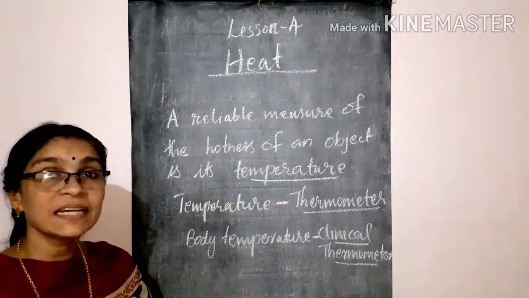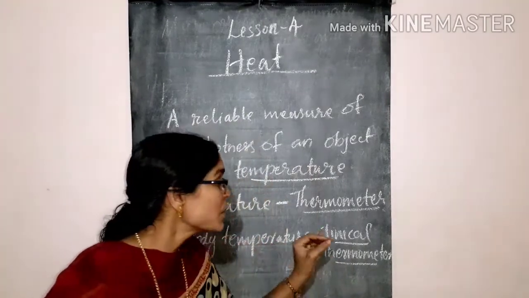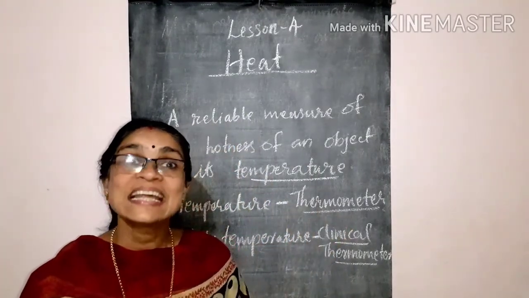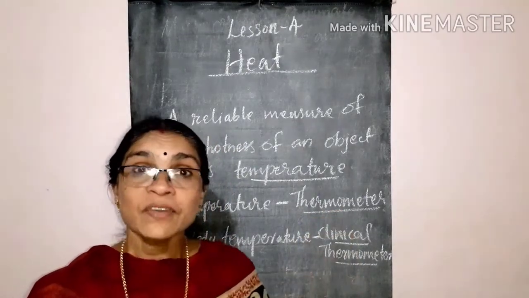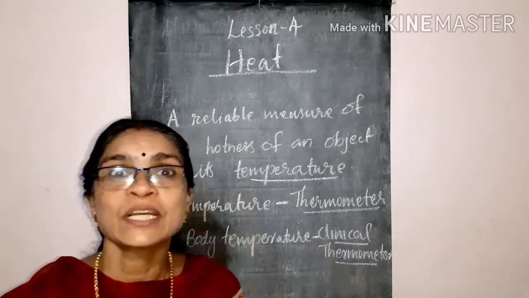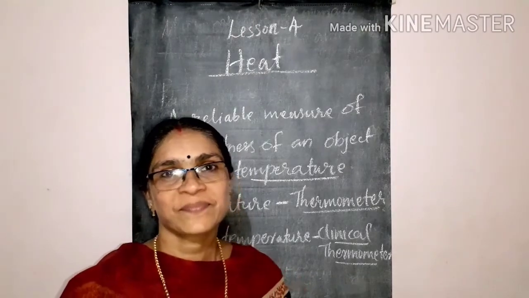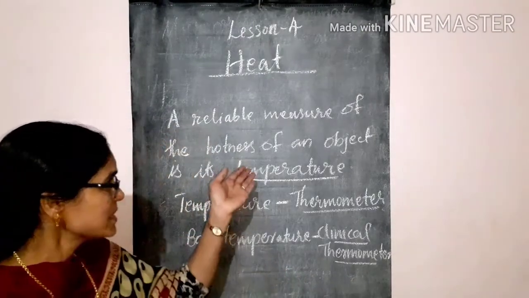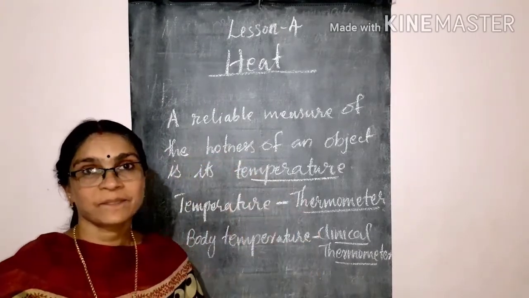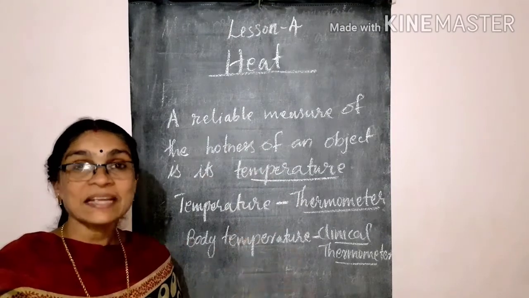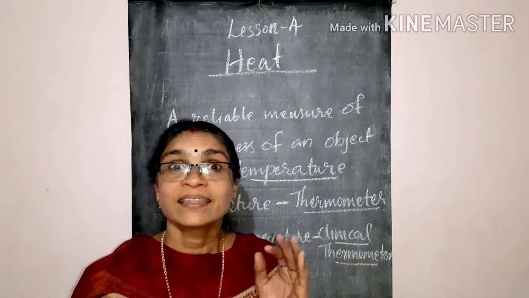Then the temperature we can measure by using a device called a thermometer. What is a thermometer? A thermometer is a device which we use to measure the hotness of an object, or the temperature of an object. Is it clear? Temperature means the reliable measure of the hotness of an object, and we can measure it by using a thermometer.